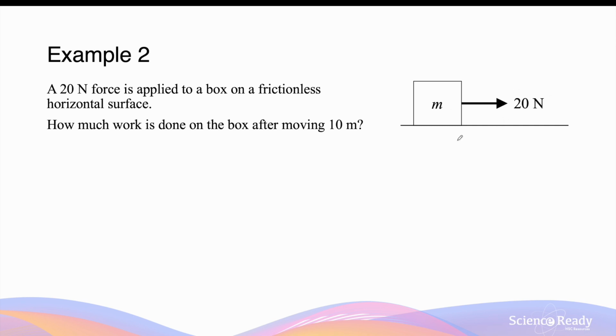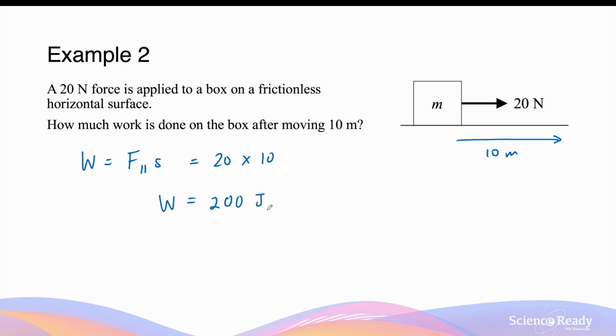In this case, the mass moves to the right by 10 meters, so the 20 Newton force is already parallel to the 10 meters. So the work done is equal to the parallel component of the force multiplied by the displacement, so 20 newtons times 10 meters, which gives us a work done of 200 joules.